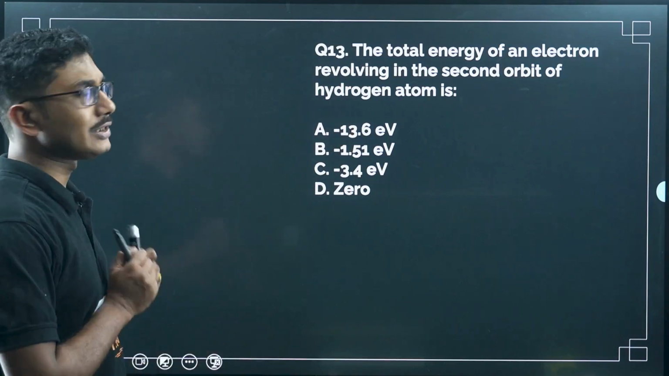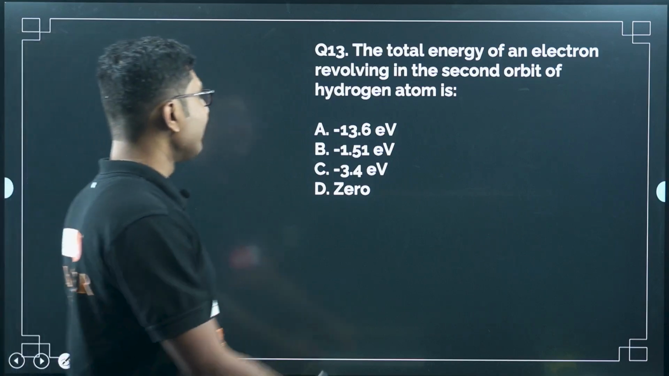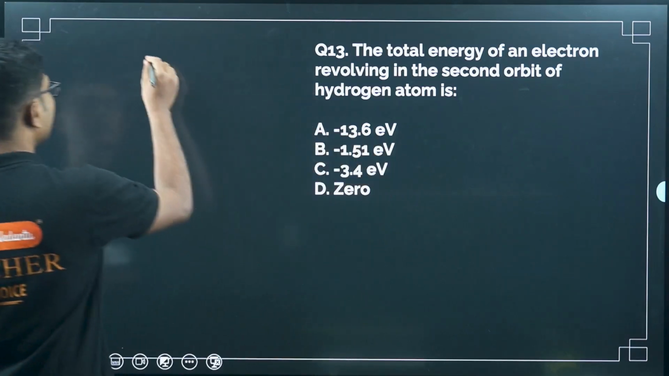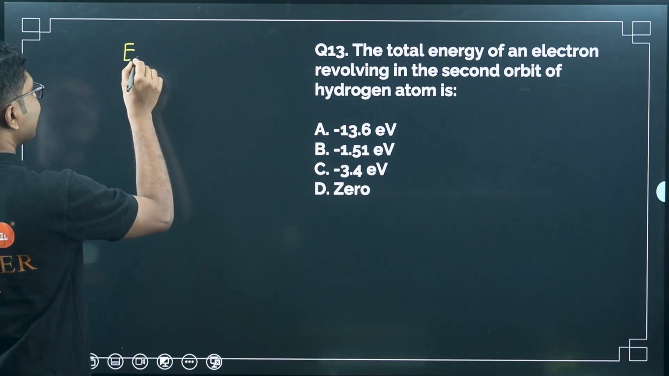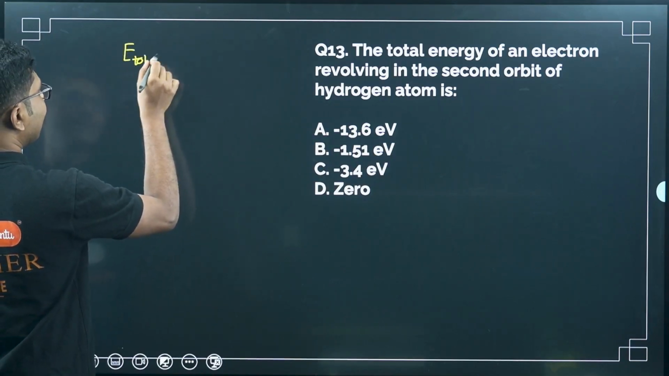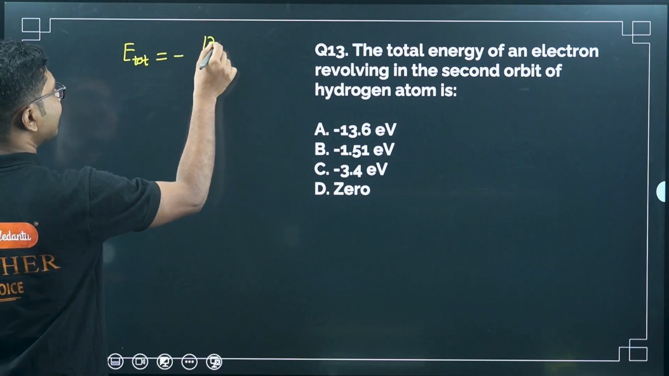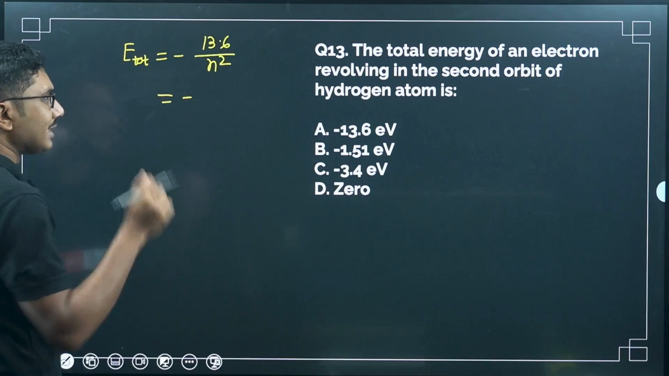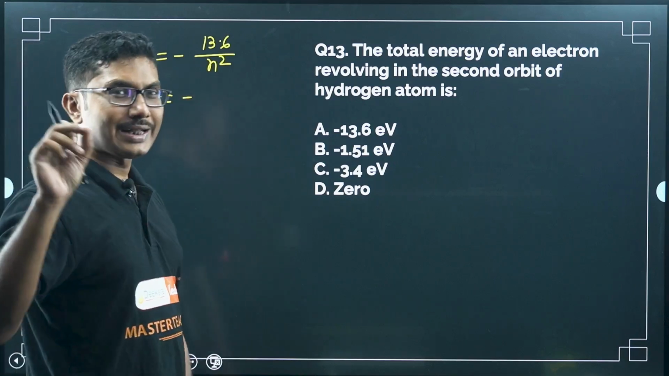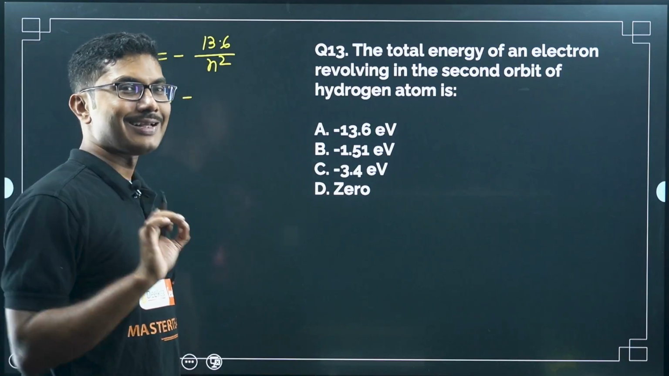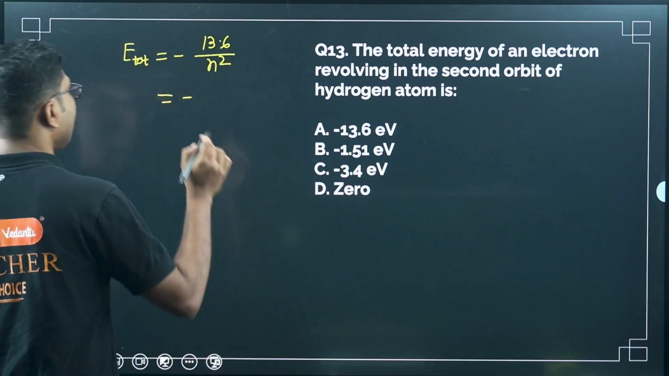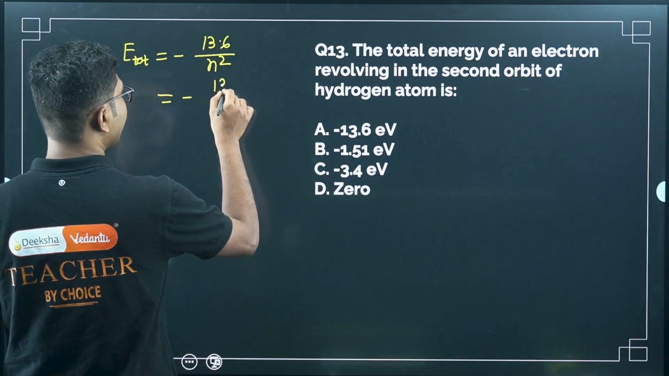So total energy of electron revolving in the second orbit of hydrogen atom, we already know the formula. Total energy is equal to minus 13.6 divided by n square. Don't get confused about the wordings, about the terms total energy. Total energy, kinetic energy same. Only thing is kinetic energy is positive, total energy is negative. Okay, so this is the simple thing that you can remember.